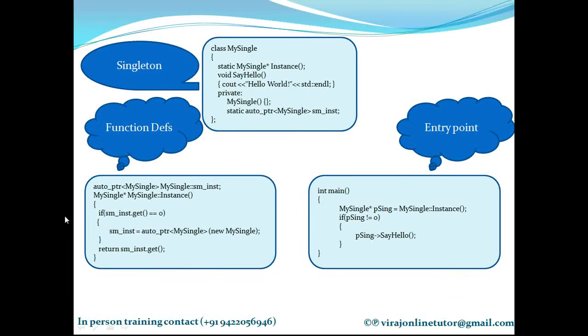Second time when someone invokes your instance function, what will be get of this variable? It will be the mySingle object, because it already contains the new object that you created for the very first time. So this get won't be 0. So we are returning the same object to the user.